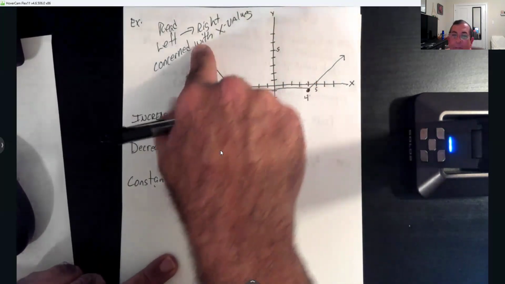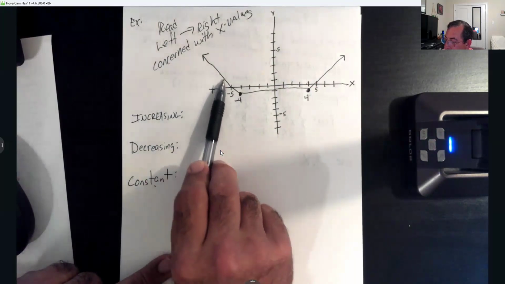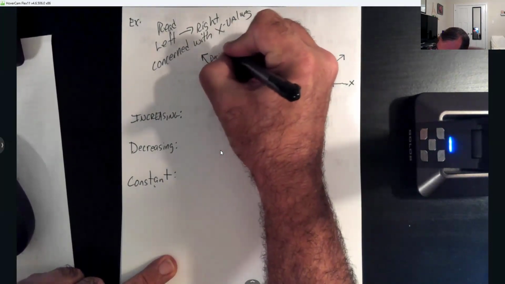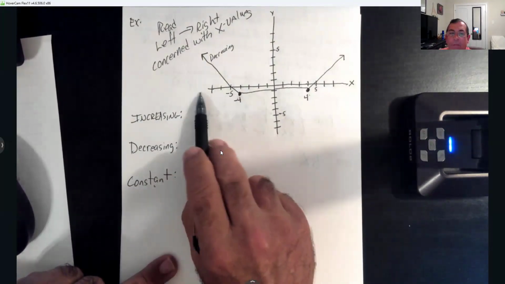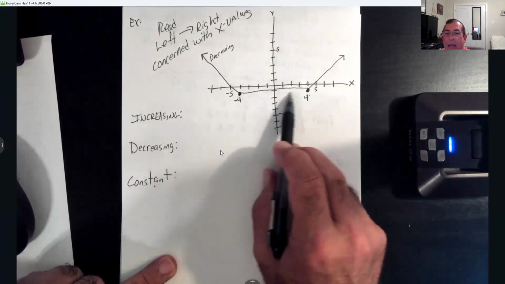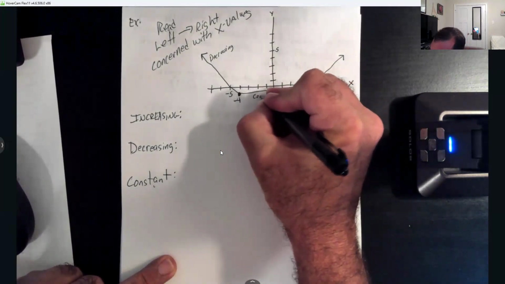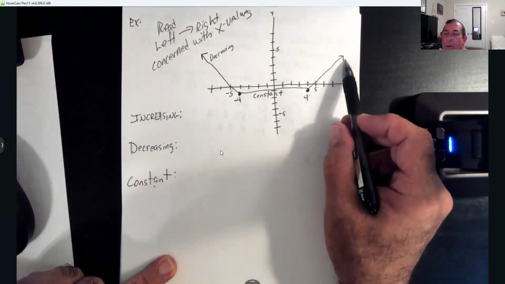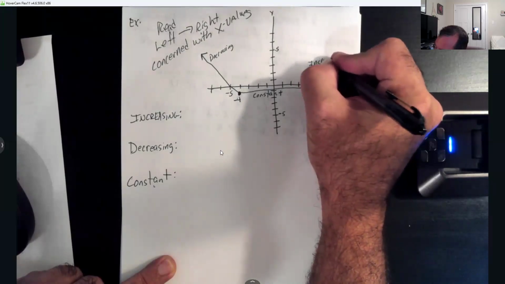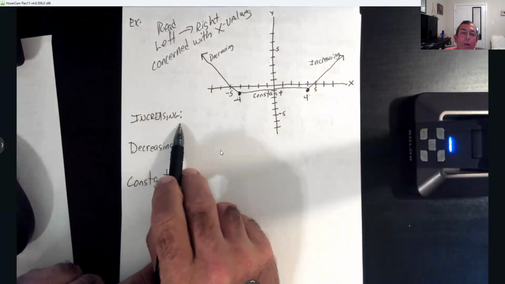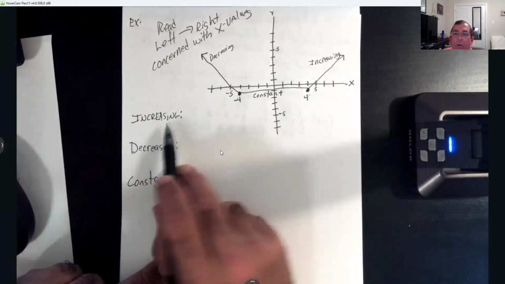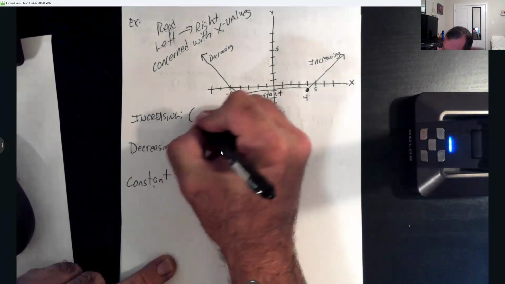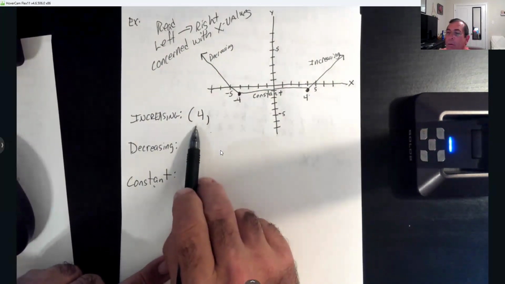Now, this part of the graph, reading left to right, is going downhill. So that means this section is decreasing because it's going downhill left to right. This part where it stays like a horizontal line is constant. This last part is going uphill. So that's where my graph is increasing. Now, I'm only looking for the x values. So increasing: well, right here's the x value it started increasing at. It increased at 4. And y'all, these always have curvy parentheses, okay?